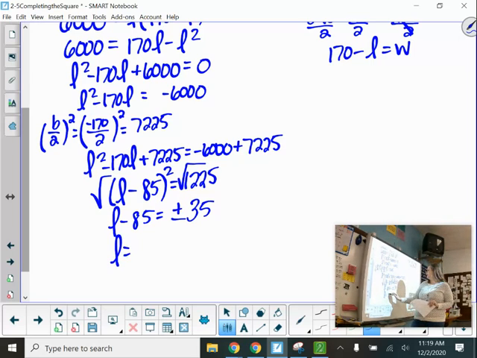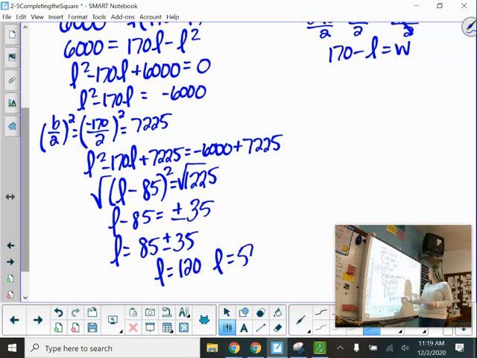So my length is going to be 85 plus or minus 35. That means that my length could be 120, or my length could be 50. And if you recall up here, if we look at the original question, I do 170 minus the length to get the width. So it doesn't really matter which of these numbers we use for the length, because the other number is automatically going to be the width.